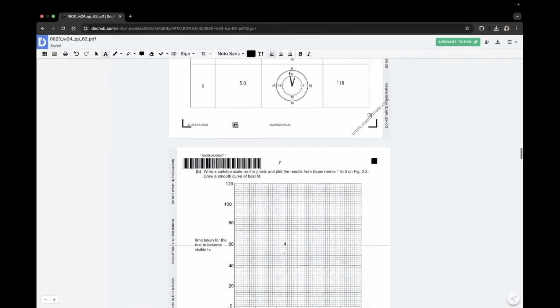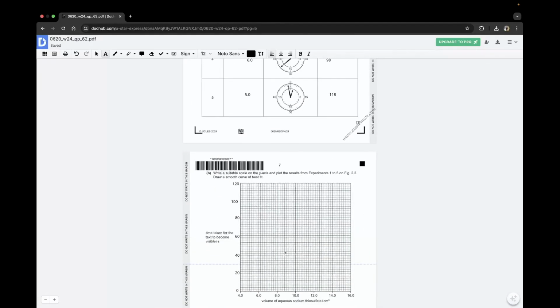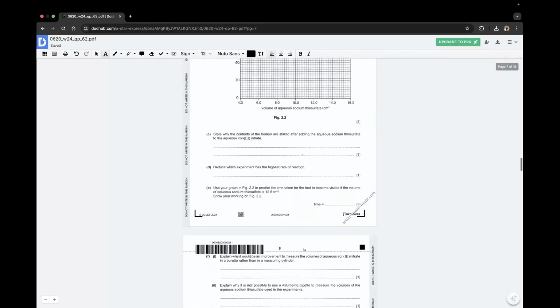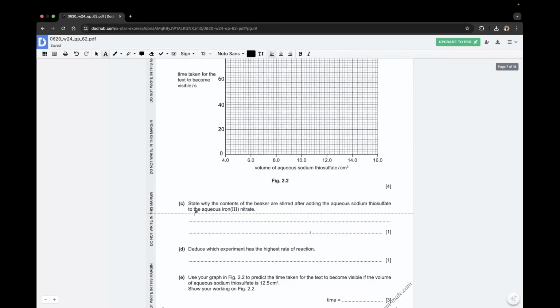And you should just draw a smooth curve. It doesn't exactly have to go through all the points, but if you are skipping some points, ensure that you have the same number of points above and below the line, right? And that should be good enough for that. If you have any other questions about how you should approach that, just feel free to ask me down in the comments.